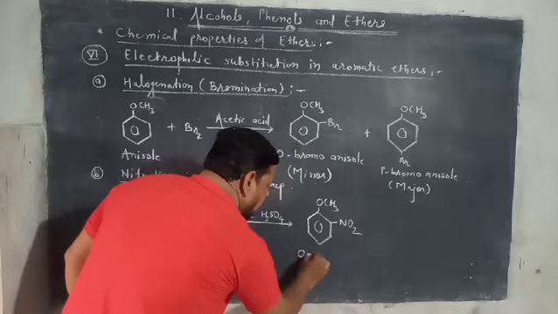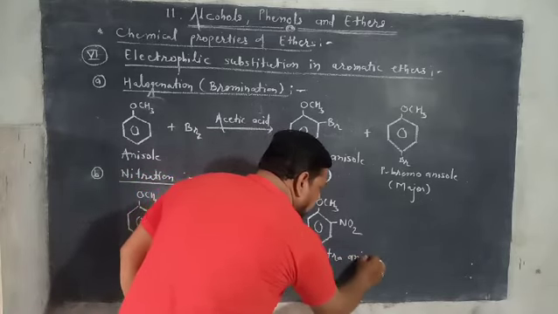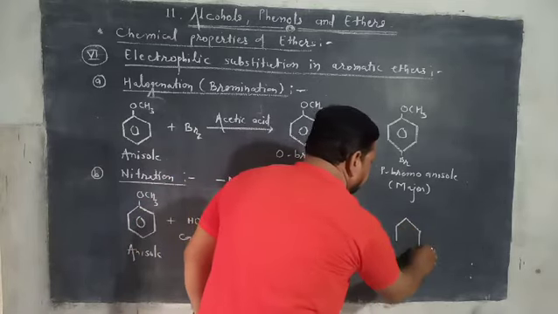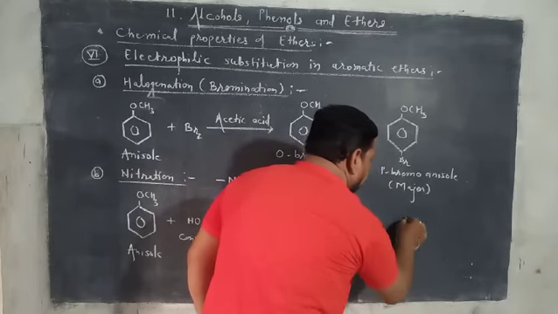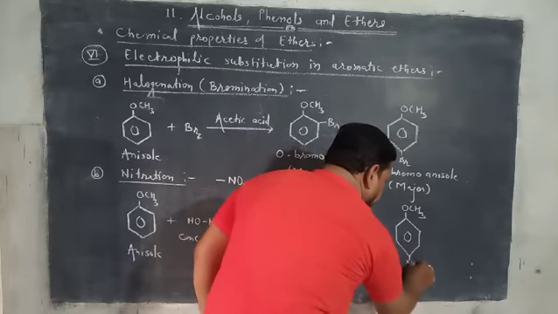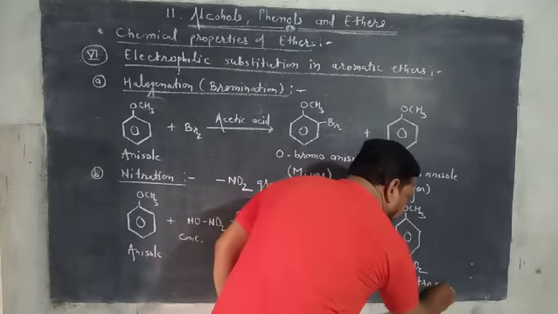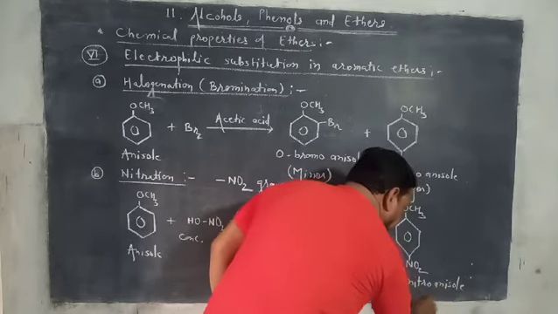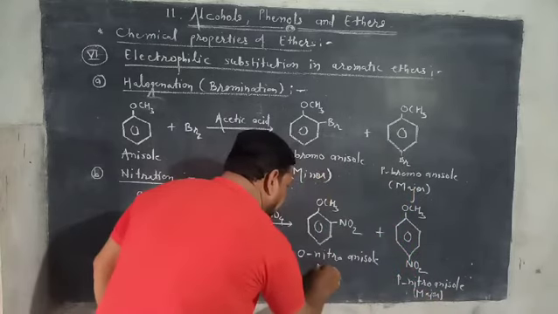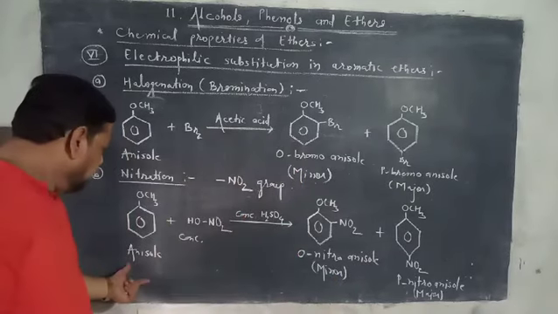this is ortho nitro anisole and para nitro anisole. Para nitro anisole is the major product. Para product is the major product, and this ortho product is the minor product. Okay.